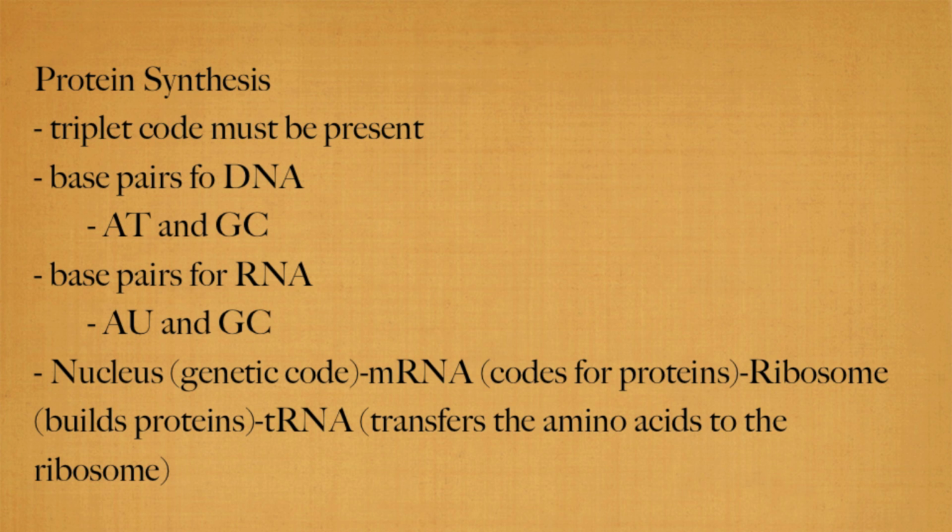So the sequence of events that happens in protein synthesis begins in the nucleus, that's where the genetic code is contained, and then the mRNA is where proteins are coded and made inside the nucleus and travels through the cytoplasm. And then it goes back to the ribosomes to build the proteins, and then tRNA transfers the amino acids back to the ribosomes.